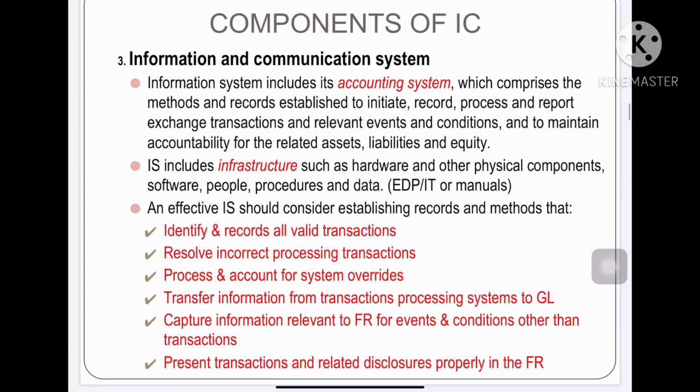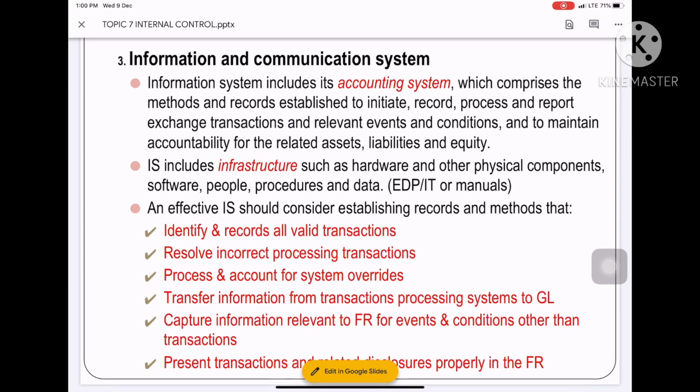All right, next one will be components of internal control, which is the information and communication system. Information includes the accounting system, which comprises the methods and records to initiate, record, process and report transactions and relevant events and conditions, and to maintain accountability for related assets, liabilities, and equity. So how do they communicate? How do they record everything? The information system is the infrastructure such as hardware, physical components, software, people, and data, whether the company is using manual or IT. All right, for an effective information system, we should consider the following.